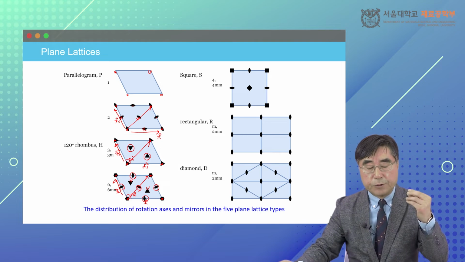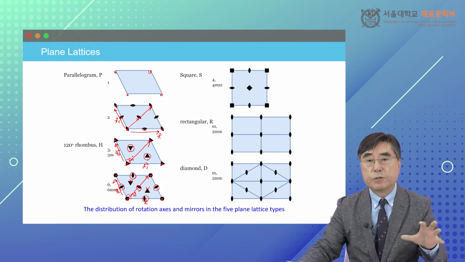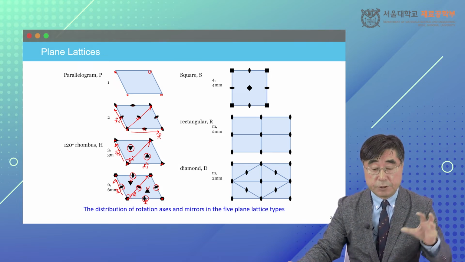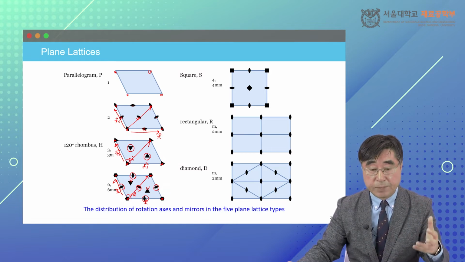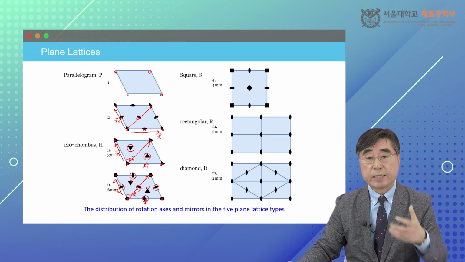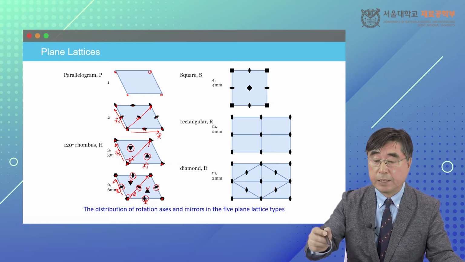Again, you have to remember the shapes of the two-dimensional plane net based on the symmetry. You put the basic symmetry elements there, the lattice points. Now you have to find out what kinds of extra symmetry are developed. Extra rotational symmetry is developed.